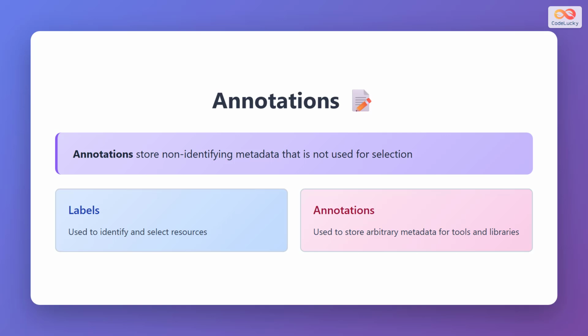Annotations store non-identifying metadata that is not used for selection. This is the key difference between labels and annotations. While labels are used to identify and select resources, annotations are used to store arbitrary metadata for tools and libraries. Annotations can hold additional information that doesn't need to be queried or selected, such as build information, contact details, or configuration directives for external tools. Think of labels as organizational tags for filtering and selection, while annotations are informational notes that provide context and instructions.